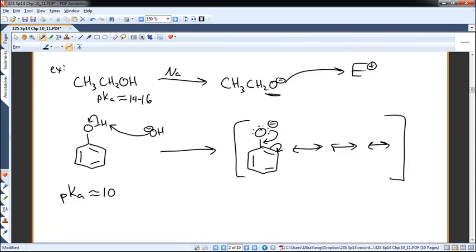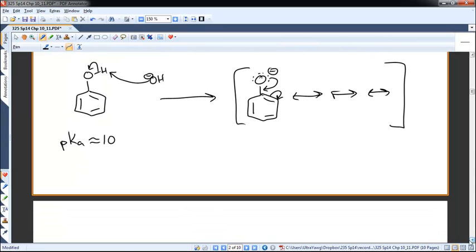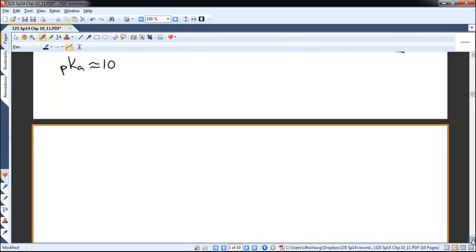Or we can use them as nucleophiles. But they're not great nucleophiles because they got this big benzene ring kind of tagging along with them. So a couple other things you can do with phenols. We'll see more phenol chemistry later on in Chem 2.